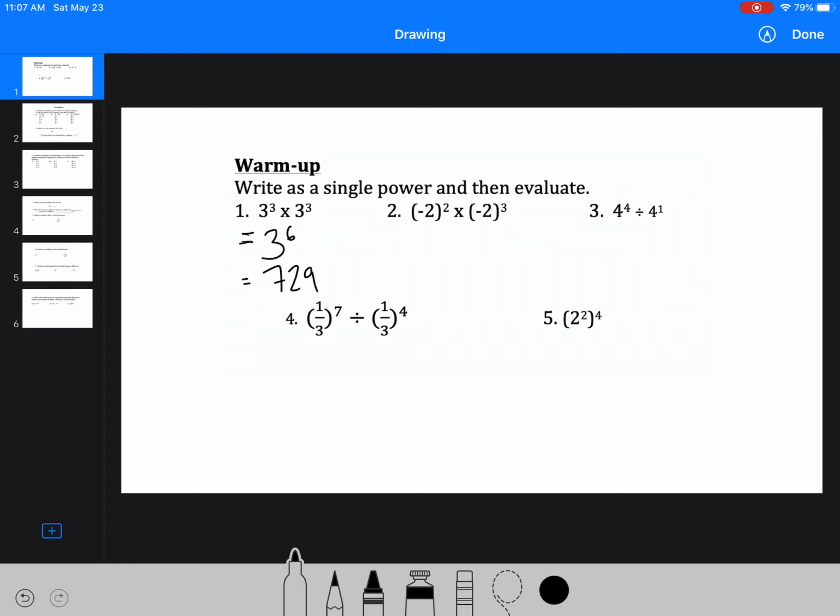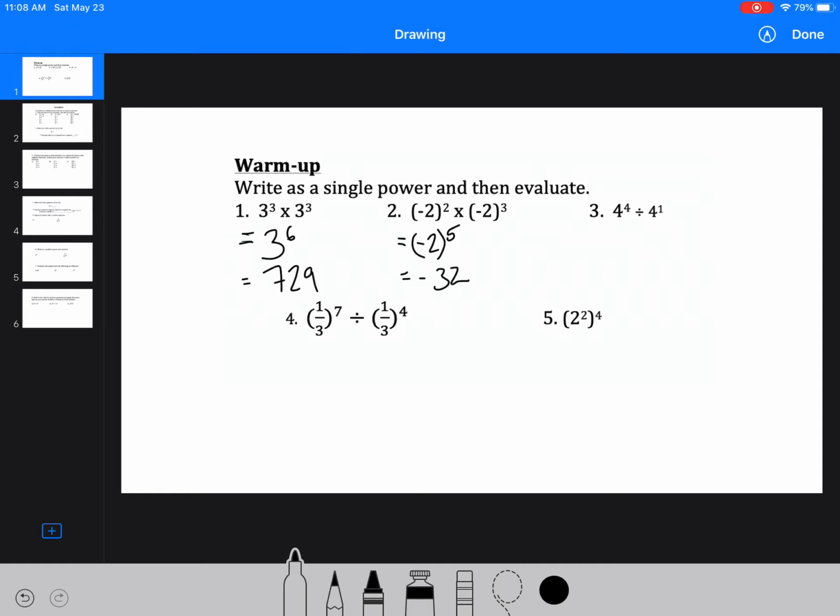All right, the next one, we have a common base. So we're going to write our base in, and the negative is inside the brackets, and that's important. If the negative was outside the brackets, we'd have to not use that common base, but it's inside. So here we're going to have negative 2 to the 5. We're adding our exponents, and then that's going to be negative 32. And I'm just using a calculator to figure out these answers.